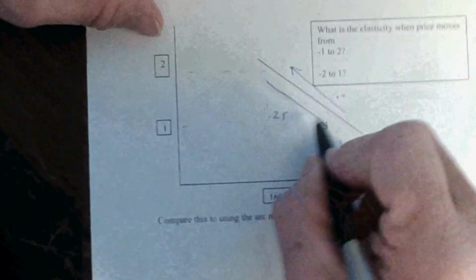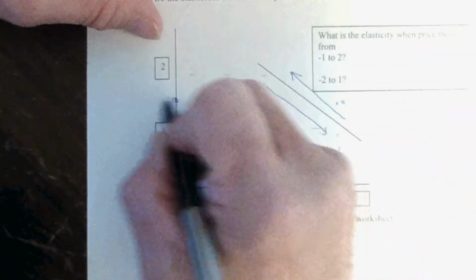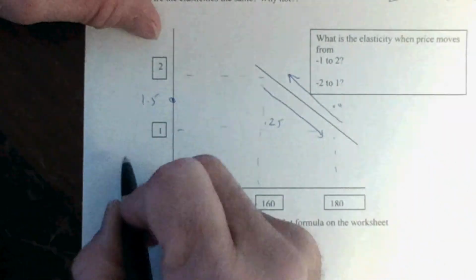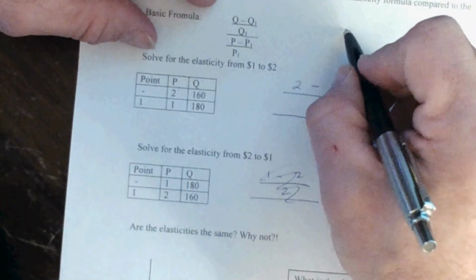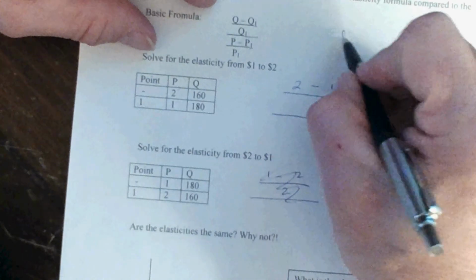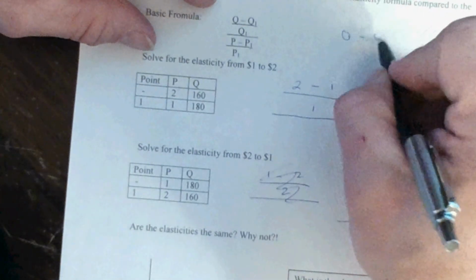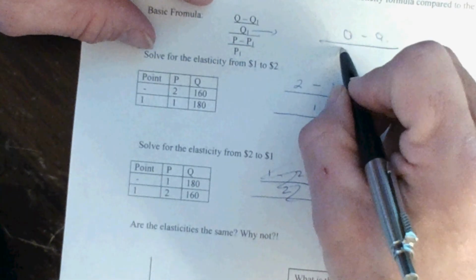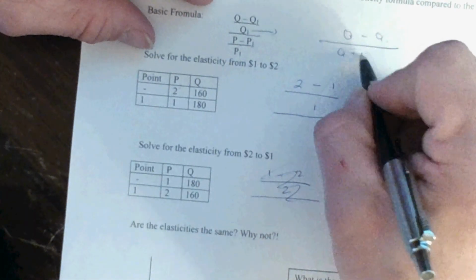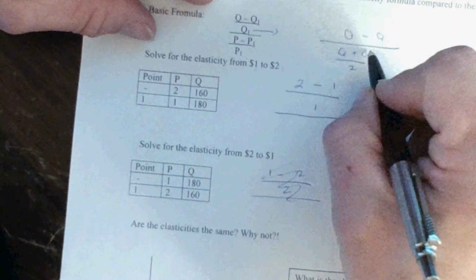So instead, we're going to use the midpoint formula and make all the changes from the midpoint, which would be Q minus Q1, and we're going to take this and change it to a midpoint. To do that, we're going to add Q plus Q1 divided by 2, and that will give us the midpoint.